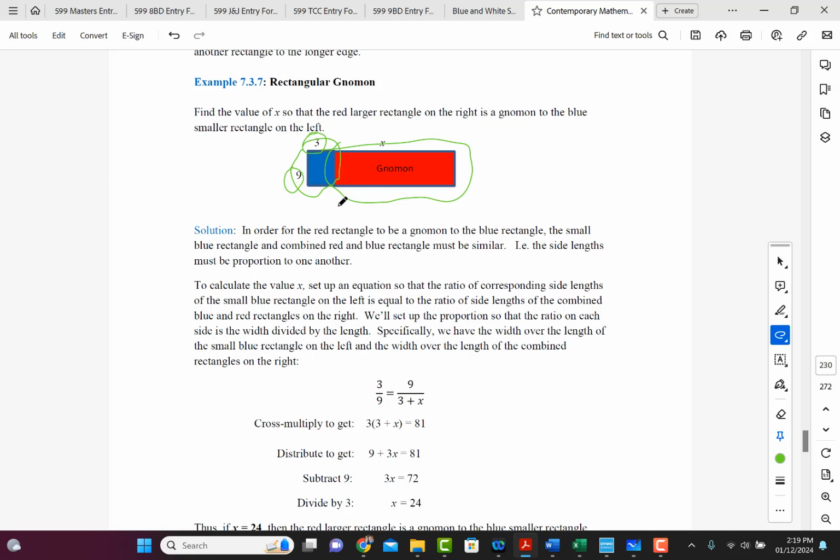So if we do this side over this side, 3 over 9, then we're going to do the longer side of the larger rectangle, which is 3 plus x. So it's the short side over the longer side. If we're doing 3 over 9, then we're going to do 9 over 3 plus x. So that's how we set this up. Be careful, because it's easy to think, oh, I'm just going to do x plus 3 over 9 is equal to 3 over 9. That would be wrong, because I was mismatching the corresponding sides.